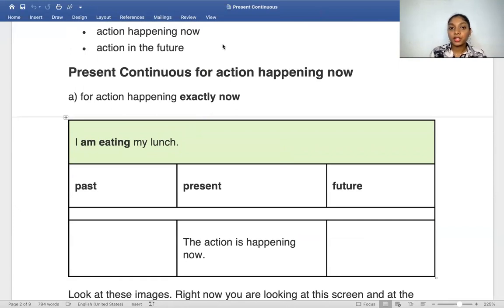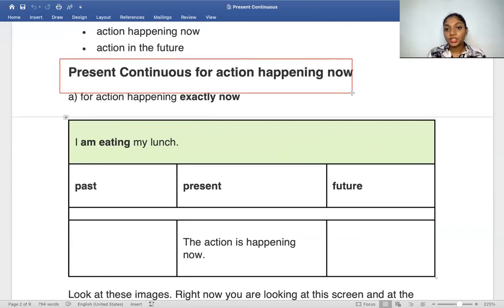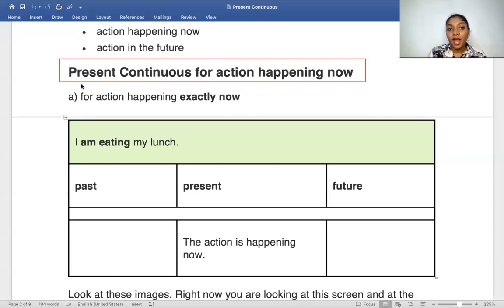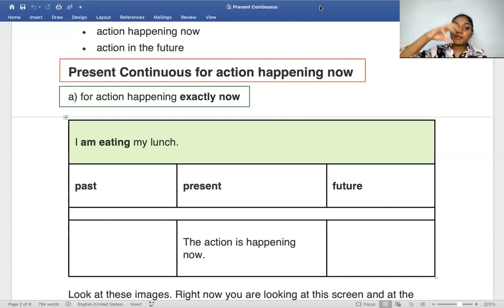So look at the first one. Actions happening now. Right? Under that, you have another one: actions happening exactly now. What does exactly now mean? Something happening at exactly the moment I am speaking, something I am doing at this very time. What am I doing now? What exactly am I doing right now?